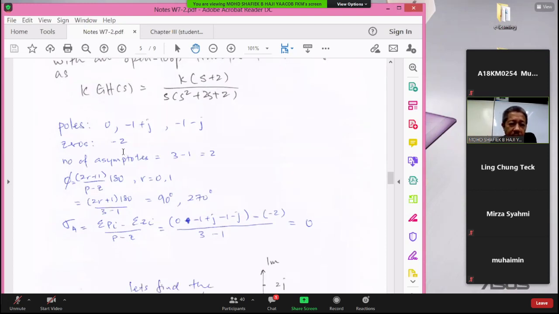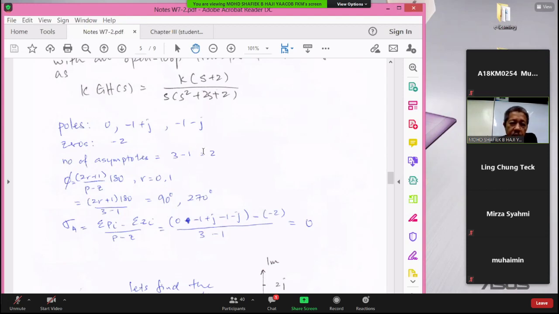So how many asymptotes are we going to have? The number of asymptotes is the number of poles, which is 3, minus the number of zeros. So 3 minus 1, we're going to have 2 asymptote lines. When you have 2 asymptote lines, we have to compute 2 asymptote angles. These are computed using r equals 0 and r equals 1. So we're going to get 90 degrees and 270 degrees.